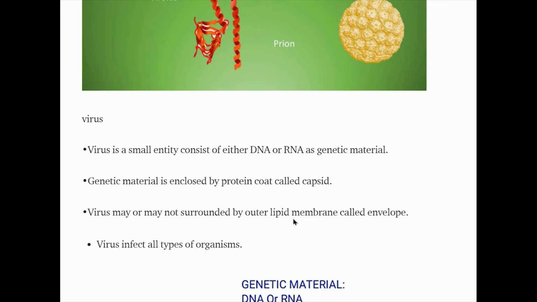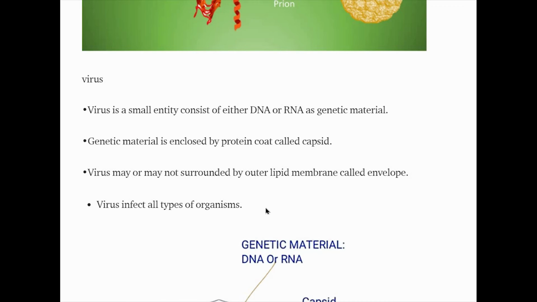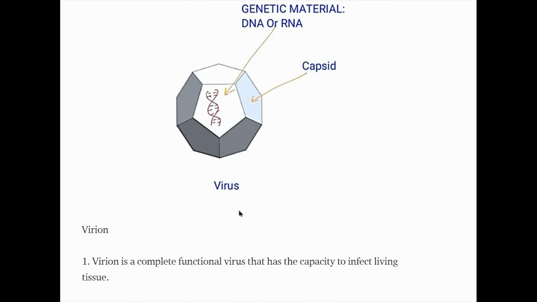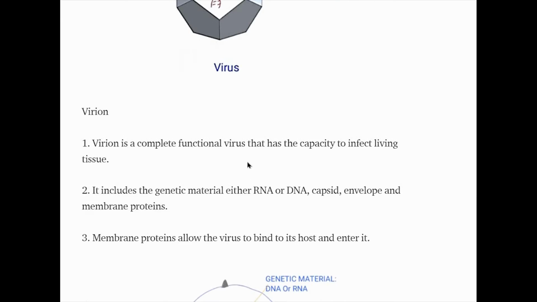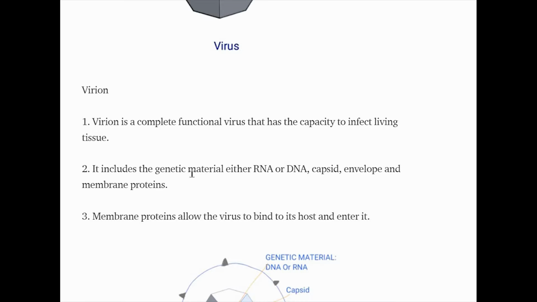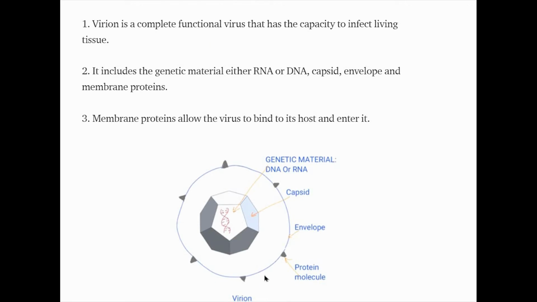Capsid means the outer layer, and it may or may not have an outer lipid membrane called an envelope, and it infects all organisms. That is virus. Then what is virion? Virions have DNA or RNA inside a capsid, and they also have an envelope as the outer membrane. In the envelope there are spiky things called spikes of protein molecules.